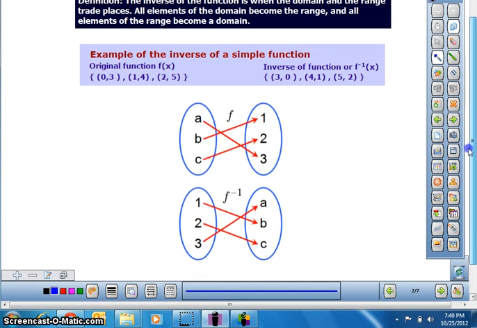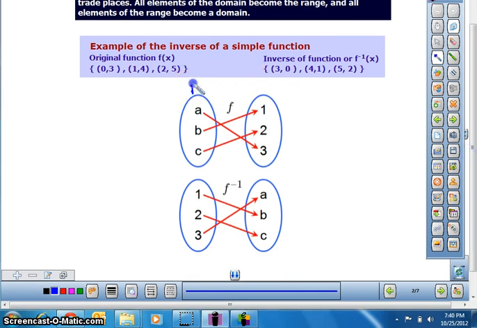Notice, as we are looking at domain and range, our function is a, b, c. A goes to 3, b to 1, c to 2. The inverse, the domain now becomes what our range was, 1, 2, and 3, and it gives us our range of a, b, and c. I want you to think of that inverse function.